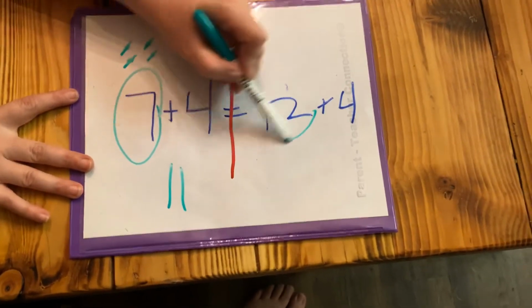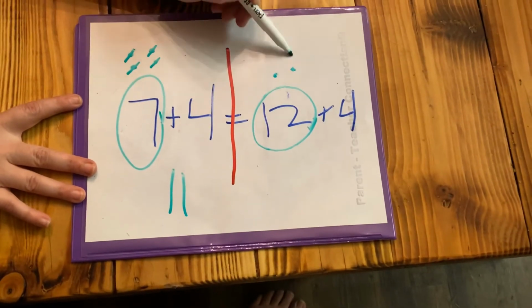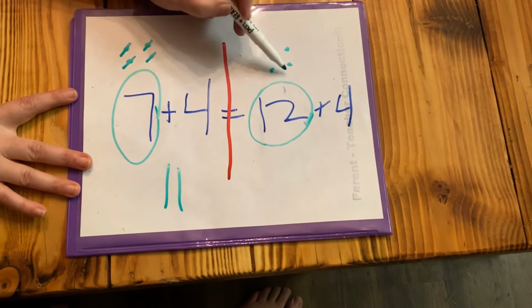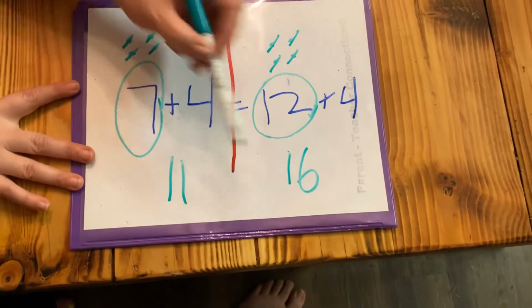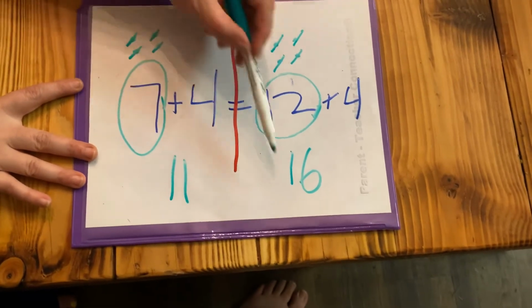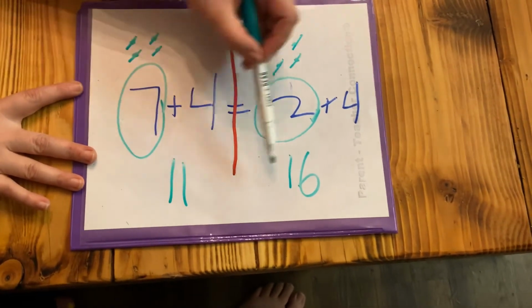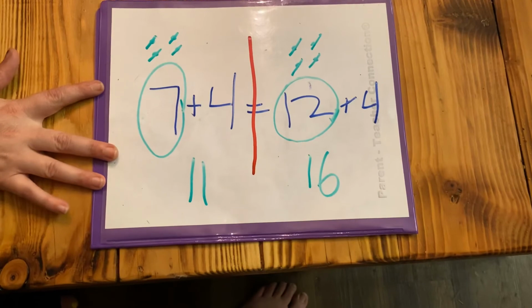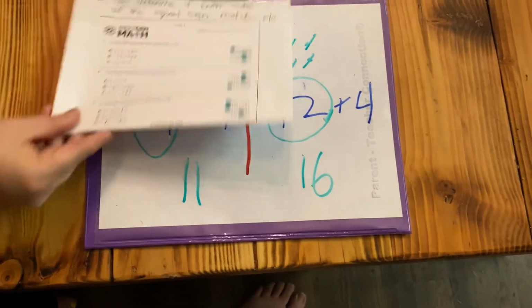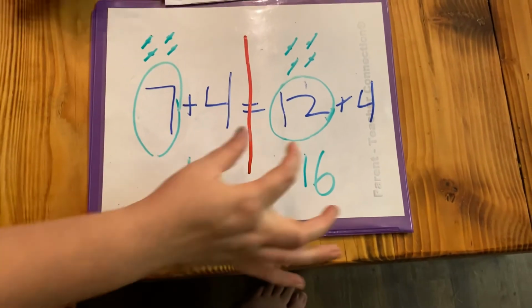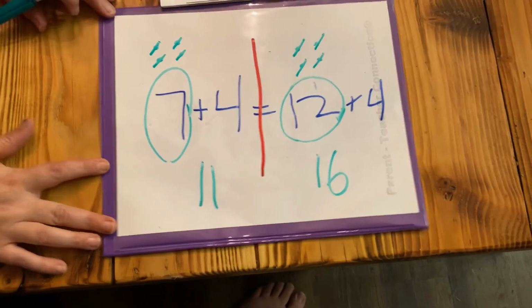Then I'm going to come over here and I have my 12 plus my 4. So 12, 13, 14, 15, 16. So I have 11 and 16, which means they are not the same number, so they are not equal. So that is how we would determine, friends, if two equations equal each other.